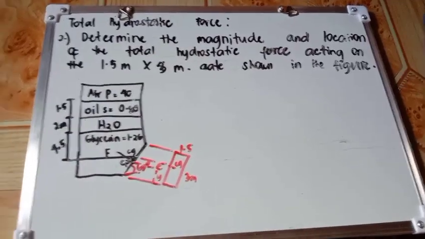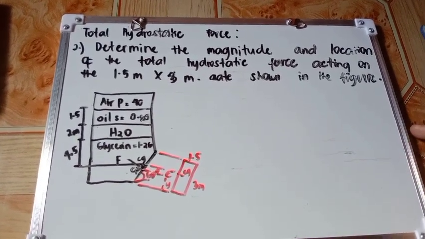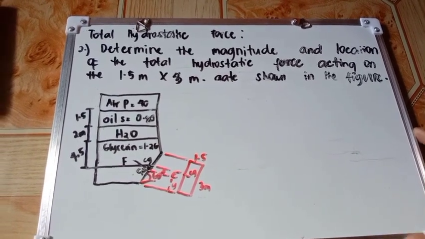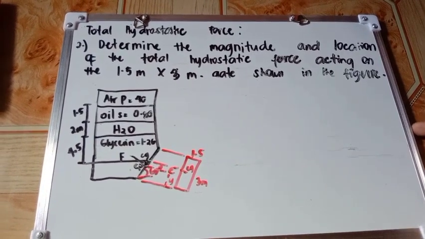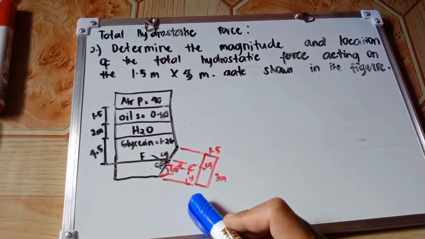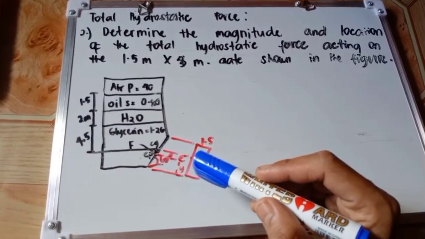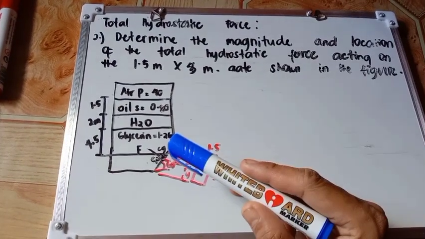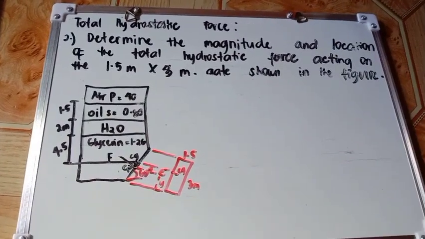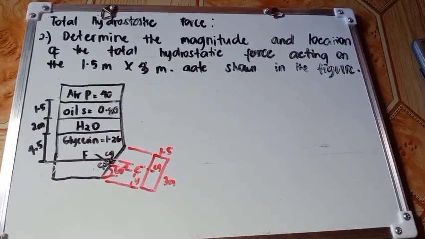So, muna na itong continuation sa itong example. For example, for number 2, determine the magnitude and location of the total hydrostatic force acting on the 1.5 meter and 3.5 meter gauge shown in the figure. In this problem, we have a figure, and the air pressure is 40 kPa, the specific gravity of the oil is 0.80, and the water and the glycerin specific gravity is 1.26. So we have also given the height of this.